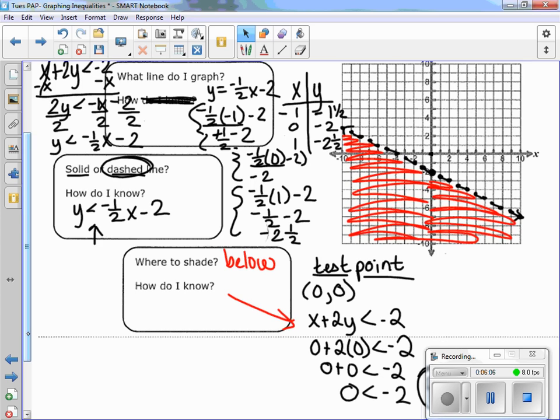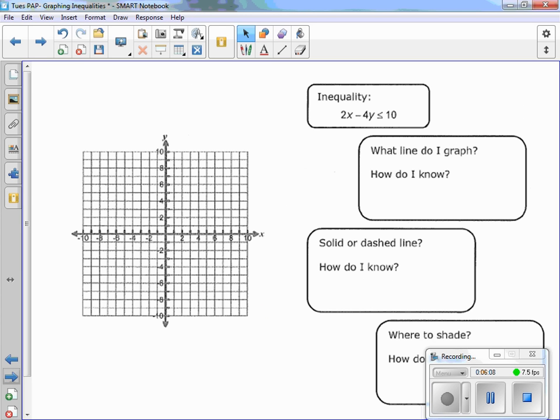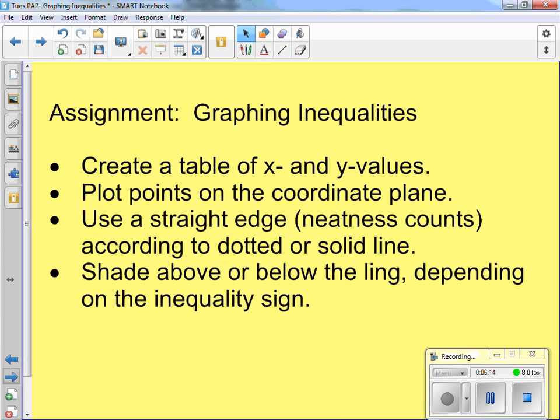Okay, let's try another one because I know these are a little bit complicated. We're going to skip this one because it's not in your notes.